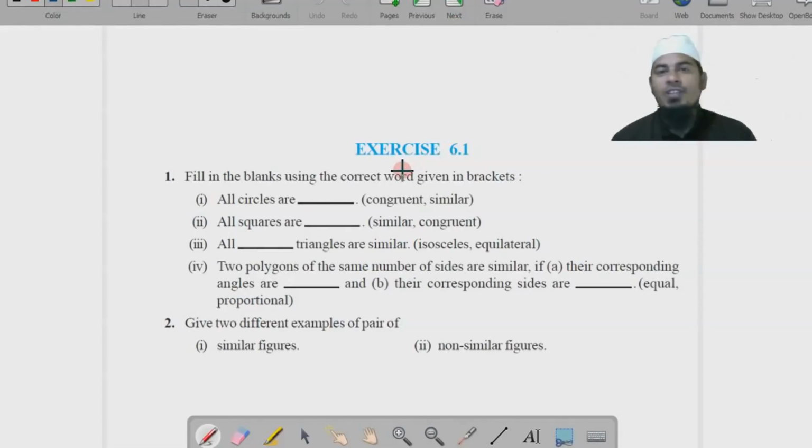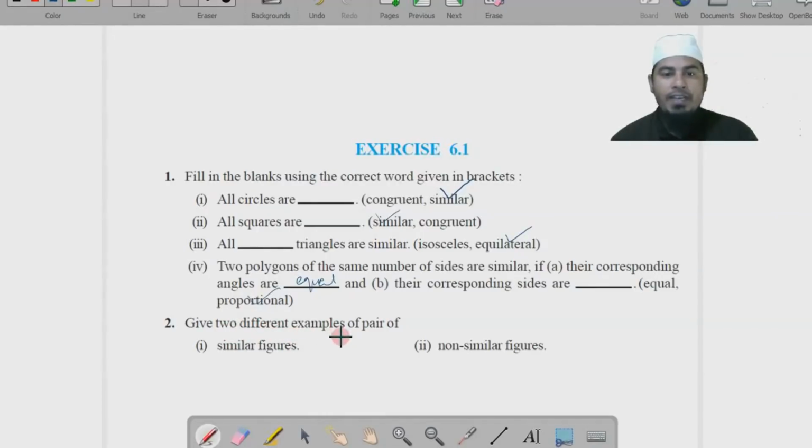With this knowledge, let us see whether we are able to answer exercise 6.1. All circles are similar, yes. All squares are similar, yes. All equilateral triangles are similar. Two polygons of the same number of sides are similar if the corresponding angles are equal and their corresponding sides are proportional. Same ratio means proportion.